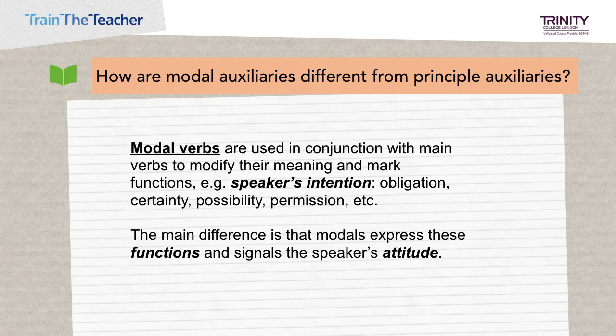The principal auxiliary verbs, do, be, and have, do not really mark functions or attitudes, and are used mostly to express tenses, negatives, form questions, short answers and passives, and add emphasis.